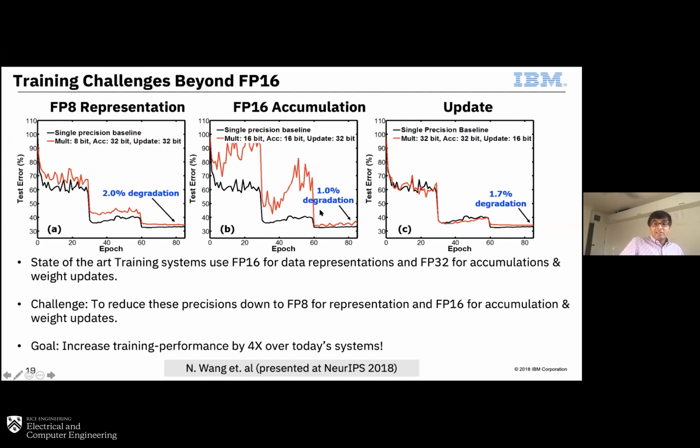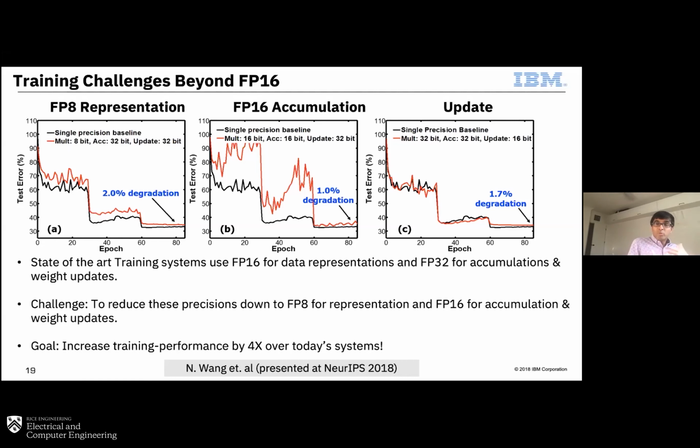Likewise, instead of doing 32-bit accumulation, if we do 16-bit accumulation and keep everything else the same, we notice there is a 1% degradation in the accuracy of the model. And finally, today, all the systems we have focus on 32-bit master copy weights. The key question here is, if you reduce it down to 16 bits, you get a significant accuracy degradation to 1.7%. And finally, when you combine these three, you get about a 3 to 5% accuracy loss. So this is telling us that prior to our work, doing 8-bit arithmetic, 8-bit multipliers, and 16-bit adders was not feasible.